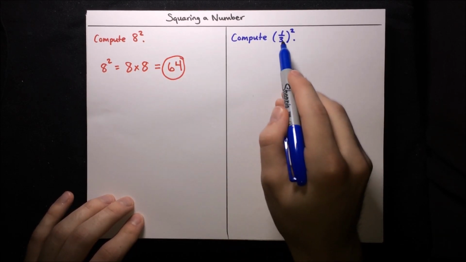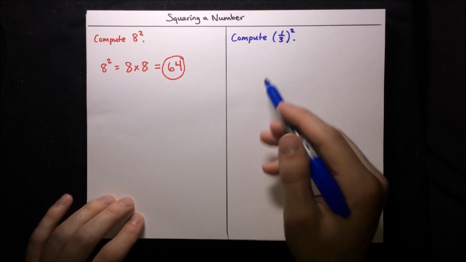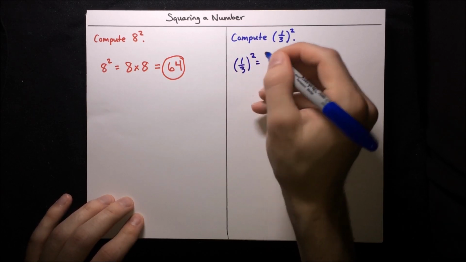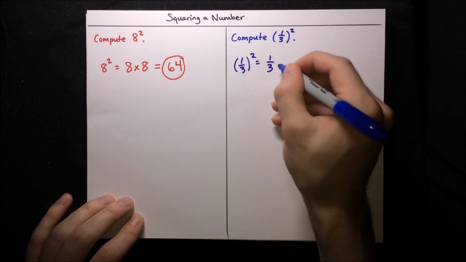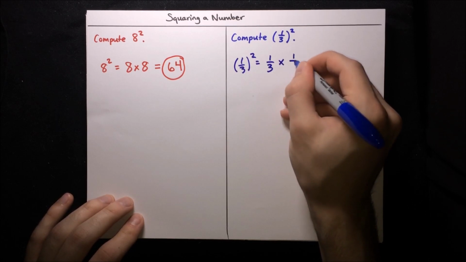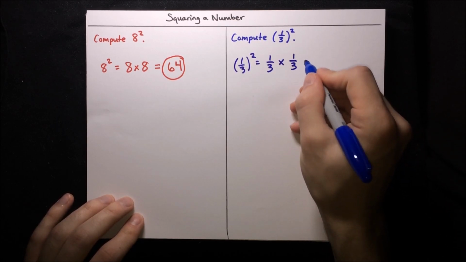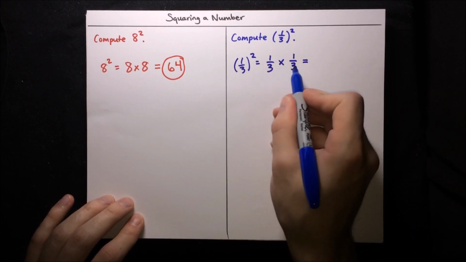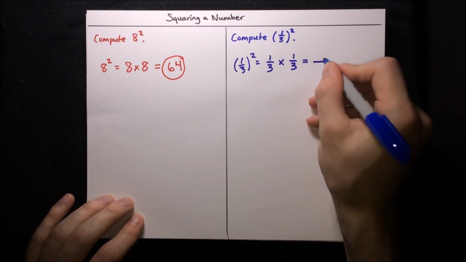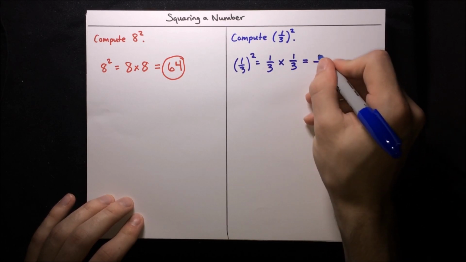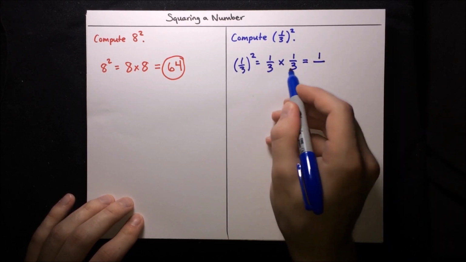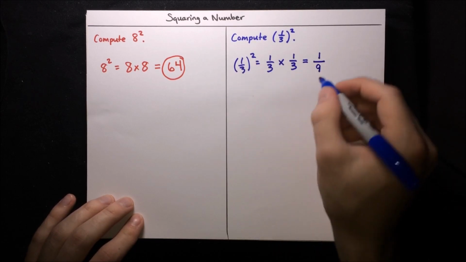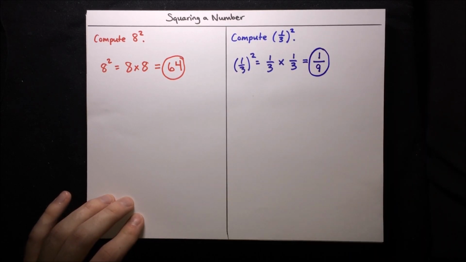Okay, and how about the square of a fraction? 1/3 squared. So 1/3 squared is just equal to 1/3 times itself, 1/3 times 1/3. And remember, fraction multiplication, all we have to do is multiply the numerators and the denominators separately. So this is really just 1 times 1 up top, so 1 times 1 is just 1, and then 3 times 3 on the bottom. 3 times 3 is just 9. So 1/3 squared is 1/9.